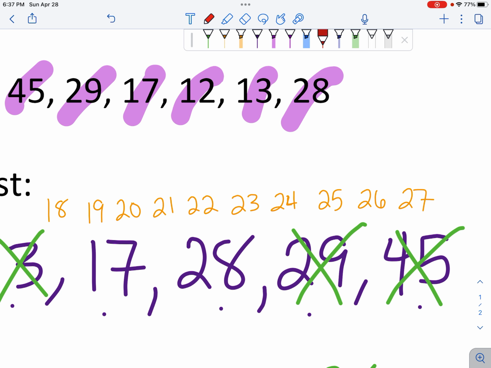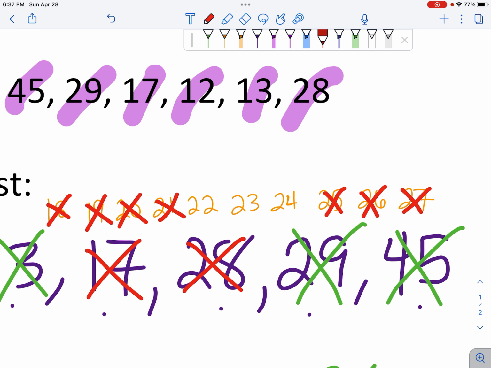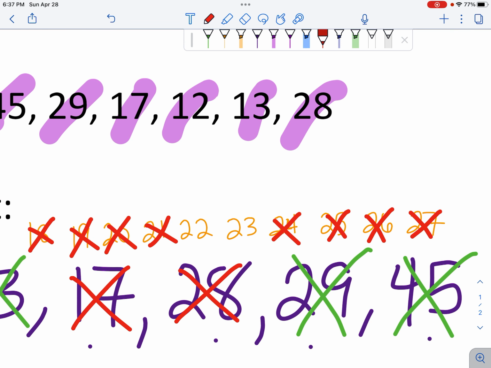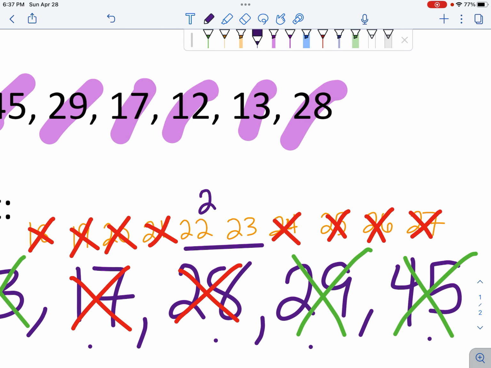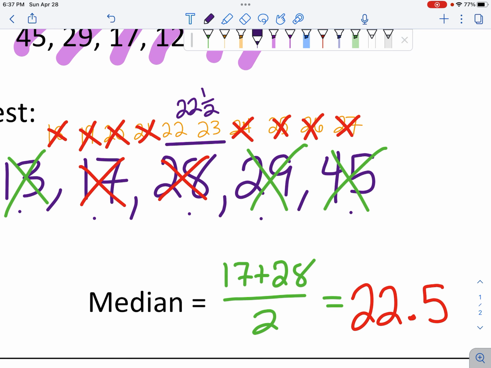All right, here we go. Least, greatest, least, greatest, least, greatest, least, greatest, least, greatest. So now we can see that there's a 22 and a 23, and the number right in between is just half. So this is 22 and a half, which is what we have right down there.